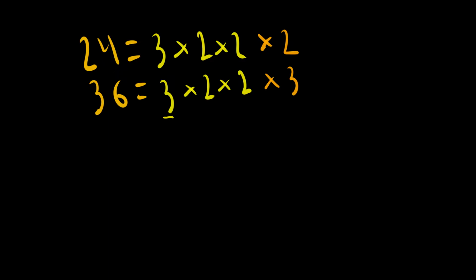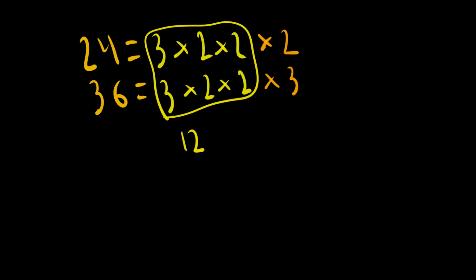So they do share common factors of 3 and 6 and 12. So we circle all of the common factors that they share, which gives the greatest common factor of 12. 12 is the largest number that goes into 36 and 24. 12 times 3 is 36. 12 times 2 is 24.